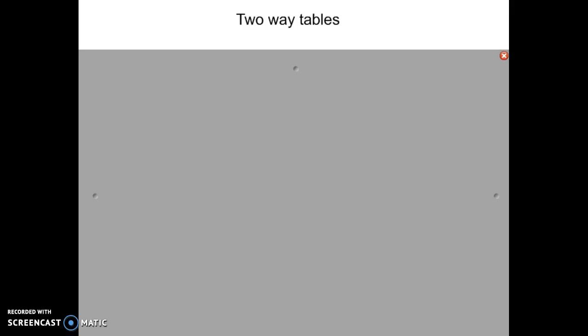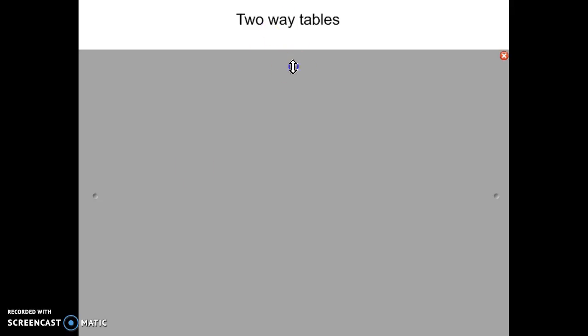But first I just want to point out when a two-way table would be used. Typically it's when we've got a set of data that is split in two different ways. For example, if you've got a number of school students, they may be split by gender, male, female, and they might also be split by year group, year 7, year 8, year 9. So if you've got data that's split in two different ways, that's when you would use a two-way table.